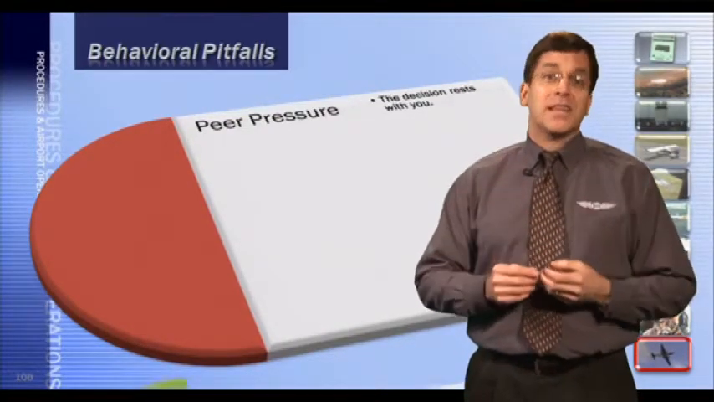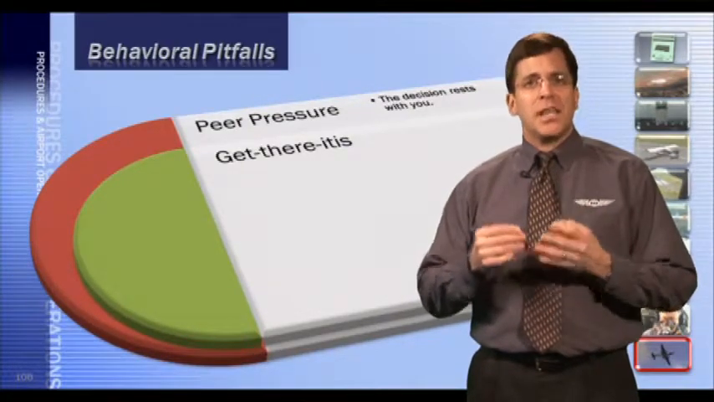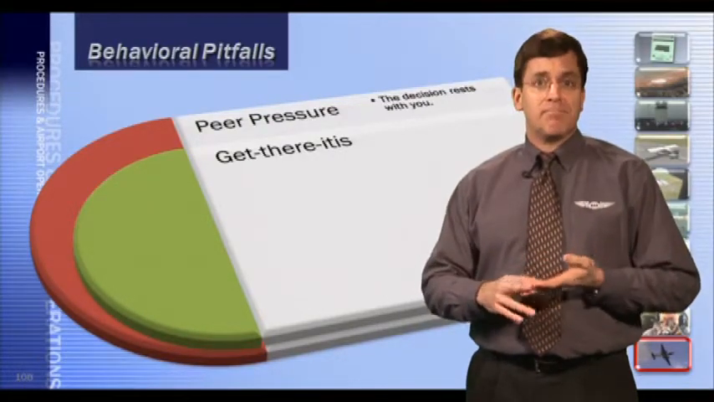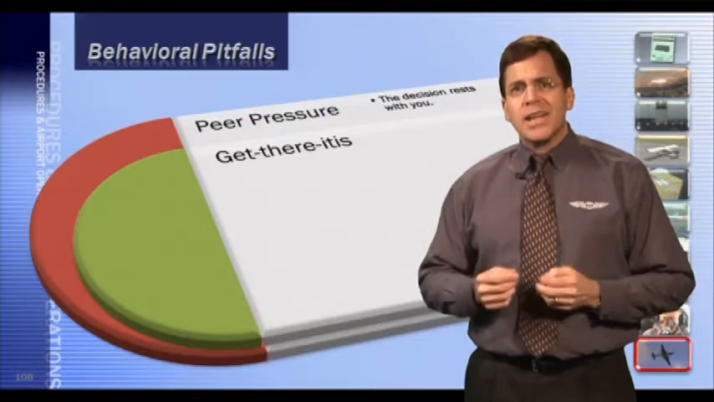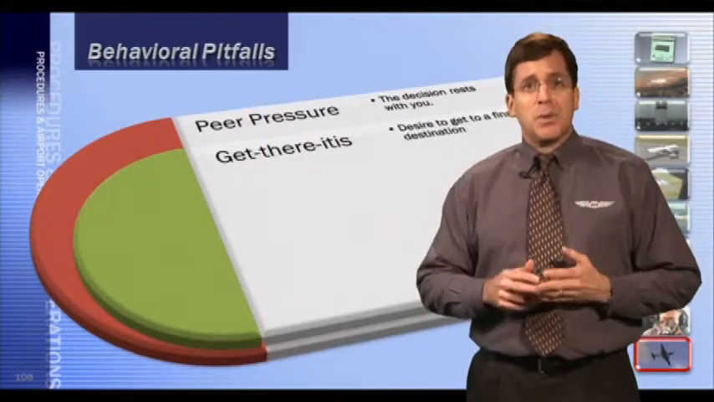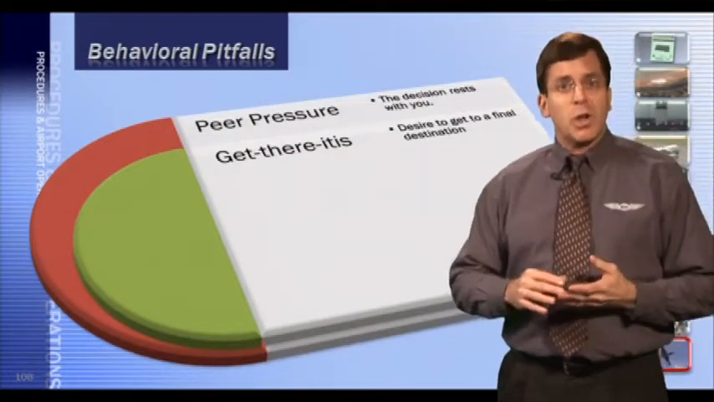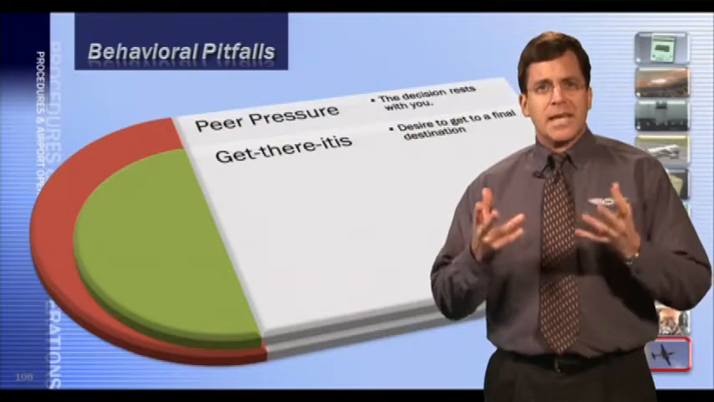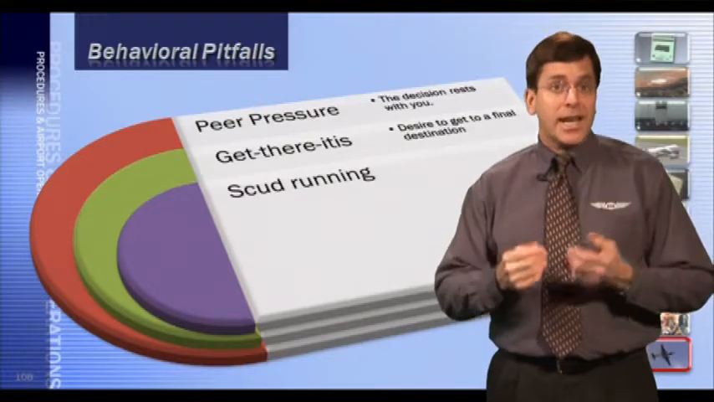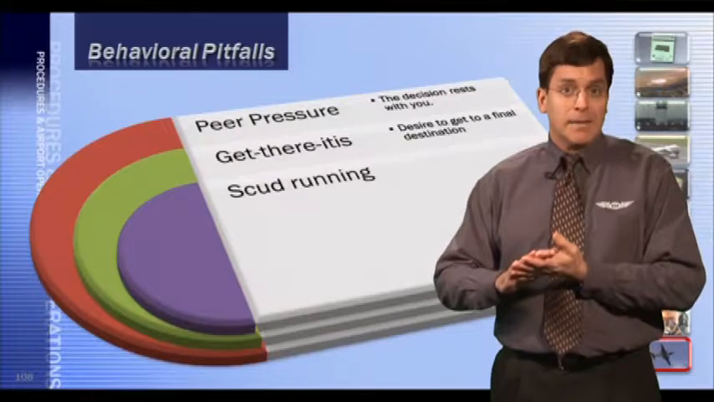Another problem is known as get-there-itis. This is the strong desire to get to a final destination, even if continuing a flight could be dangerous due to bad weather, pilot fatigue, or other factors. Get-there-itis can get a lot of pilots, but don't let it get you. If you're feeling pressure to complete a flight as planned, you might be tempted to try to sneak under a lowering cloud deck. This type of flying is often called scud running, and it can be deadly, especially in an area of rising terrain or worsening weather, which may soon be IMC.